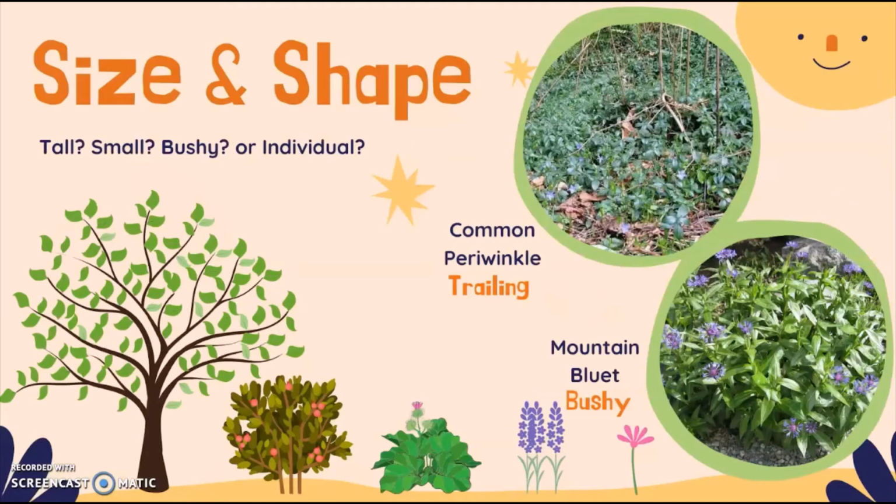The size and shape will help you narrow down your plant choices. Is the plant big and bushy? Is it short? Is it tall? Clustered? Singular? For example, common periwinkle is a low-lying plant that forms a mat on the forest floor, while mountain bluet is a tall flower that forms bushy clusters.